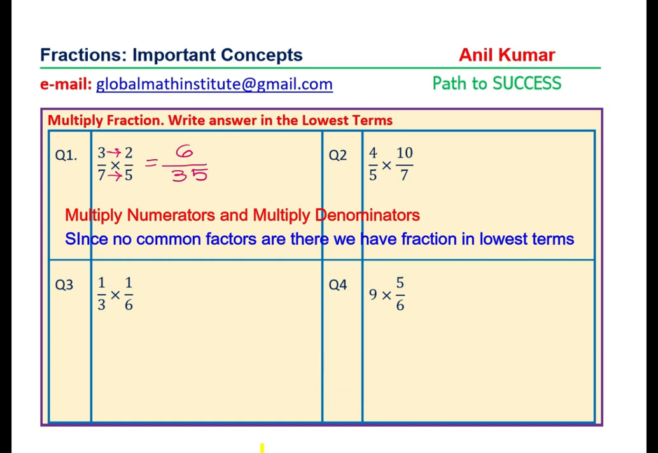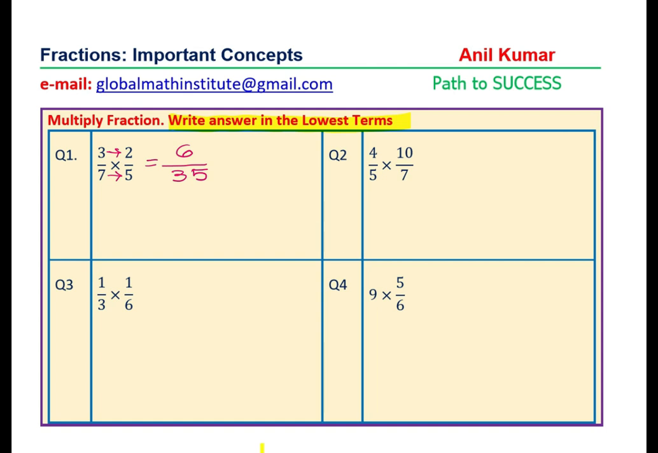Now, important part here also is that you need to write the answer in the lowest terms. 6 over 35 is indeed the lowest since they do not have any common factor to cancel. So, what is a common factor? Let's see in the next example.